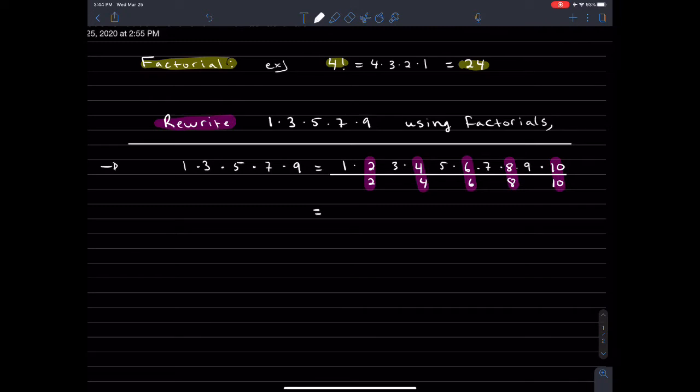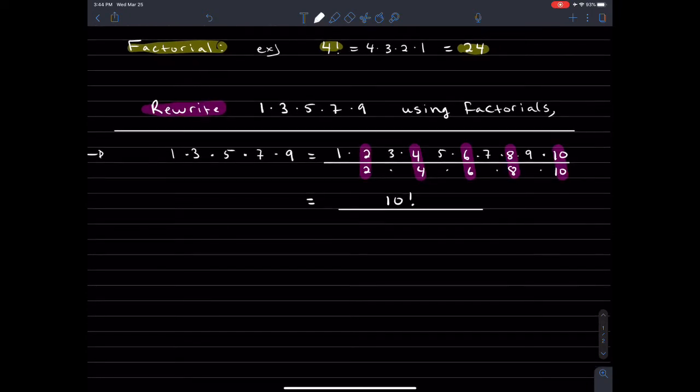So what we have basically is 10, 9, 8 all the way down to 1. On the top, we have a 10 factorial. On the bottom, we have all even numbers, a product of all even numbers. So we can write all even numbers as a product of 2 times 1.